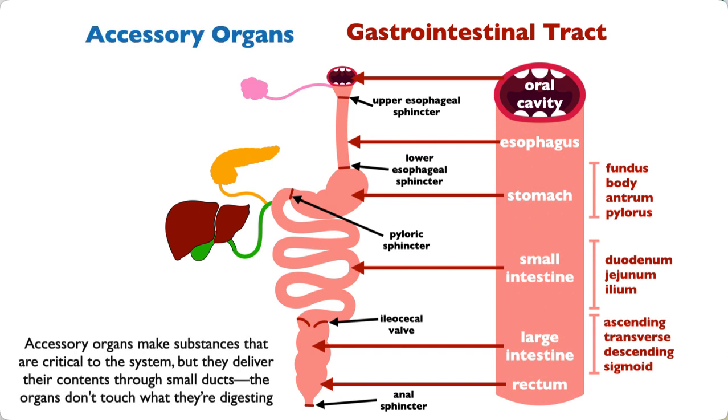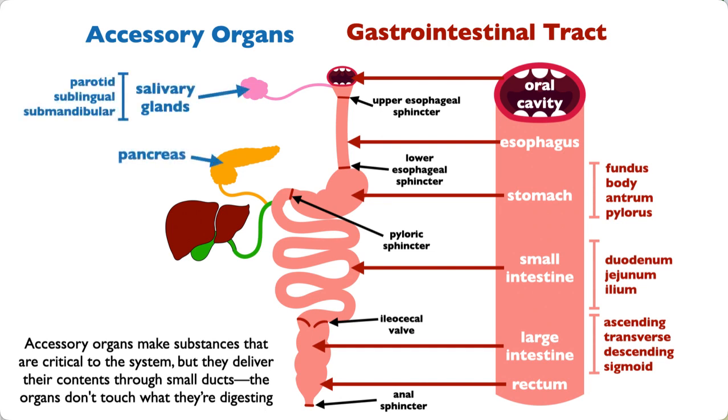The other type of organ that we see in the digestive system is the accessory organ. And accessory organs make substances that are critical to the processes that the digestive system does, but they deliver their contents through small ducts. The organs themselves don't touch the substance that they're helping to digest.